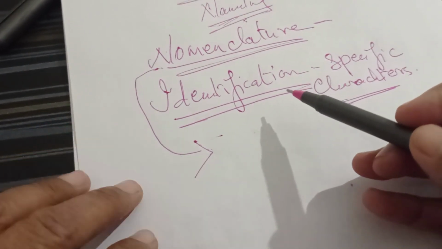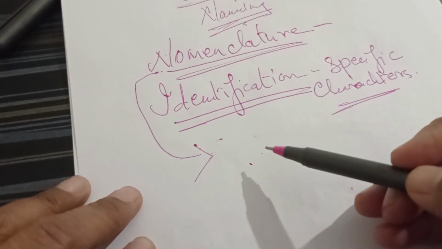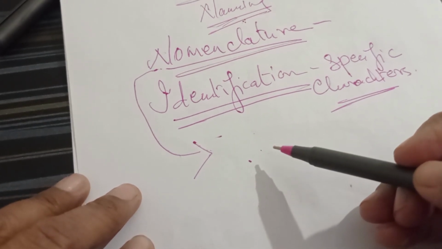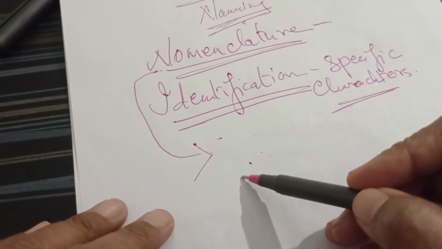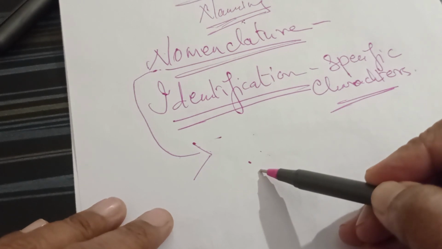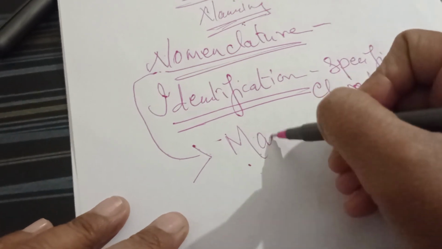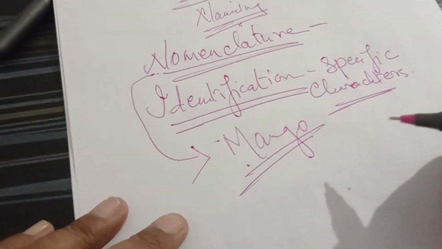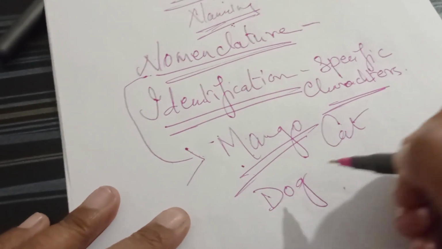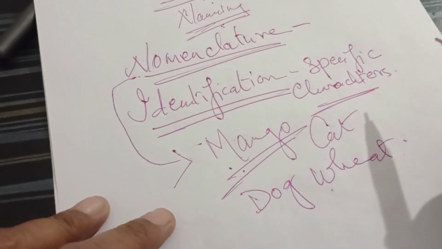Similarly, what happens that you know that this is a huge, large world. Within a country also there are different kinds of people speaking different languages. All over the world there are different people having different languages. So what will happen if we give a name in our language? Will other persons able to recognize it? For example, we know what is mango, we know what is cat, we know what is dog, we know what is wheat. All right, these are all English names.